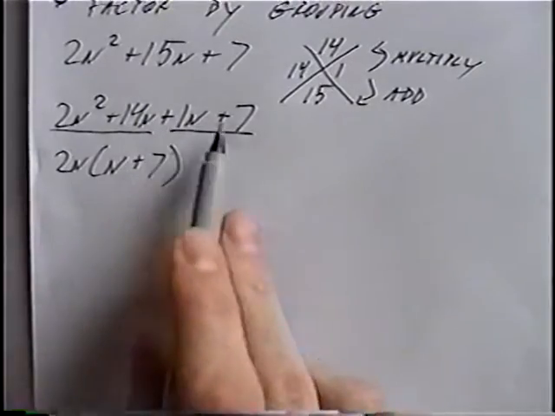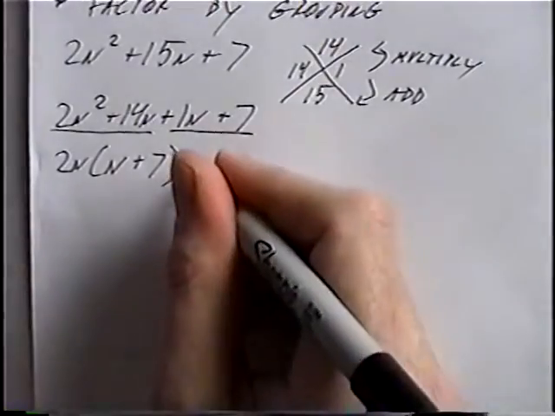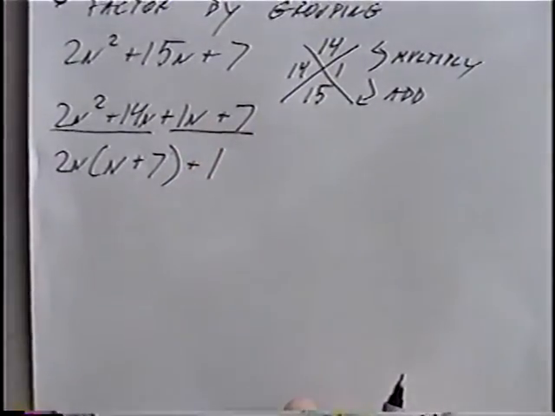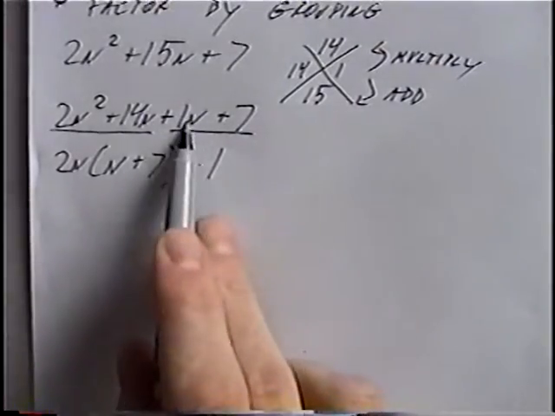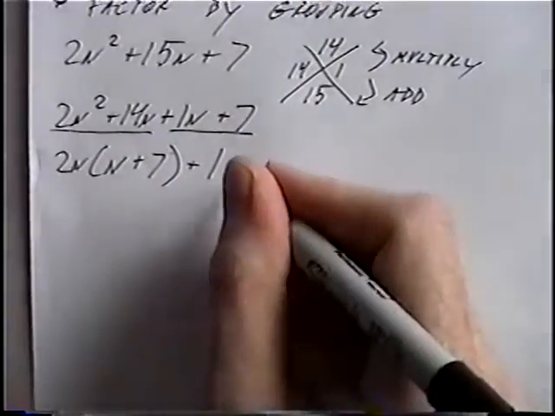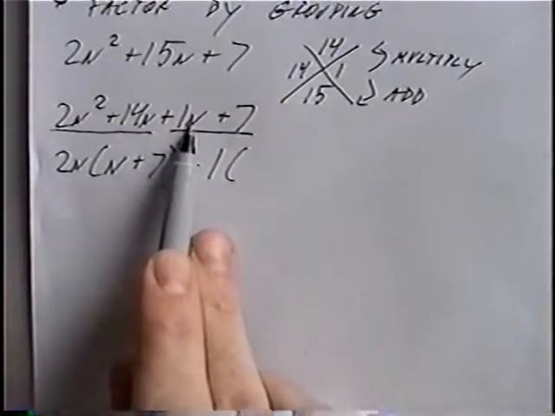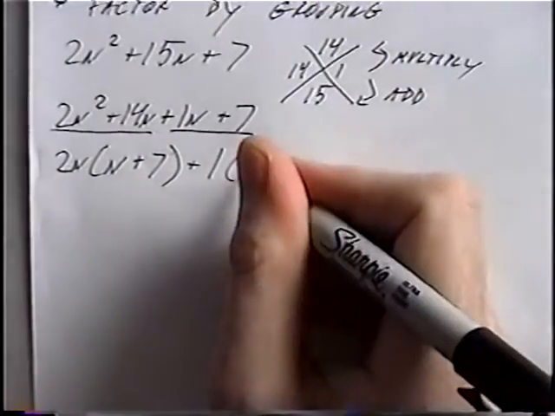Next two terms, we have 1 and 7. Only number that goes into 1 and 7 would be 1. And again, we can't take an n out because 7 does not have an n. Dividing each of these by 1, it would stay the same as n plus 7.